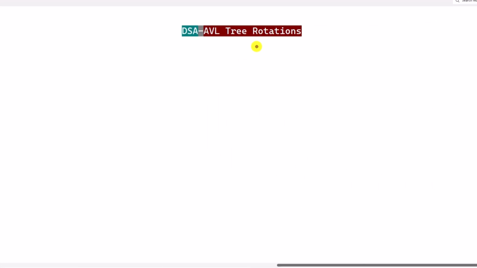So let's just talk about different rotations of the AVL tree. So we have the RR rotation, we have LL rotation, we have the right left and left right rotation. So we're going to talk about all of these rotations. Before that we should know about the balance factor.